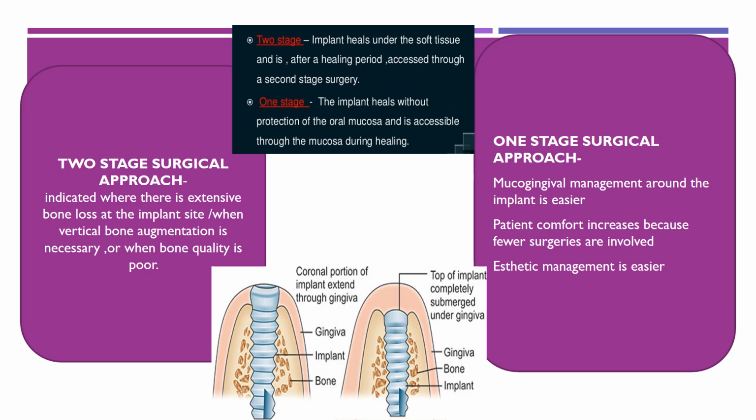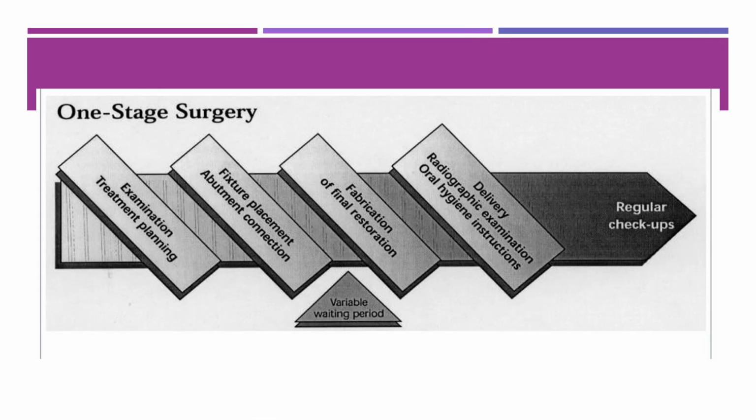Whereas in the one stage surgical approach, mucogingival management around the implant will be easier, so the soft tissue contouring will be easy, because the gingival former is given at the first stage itself, so it can heal with the gingival side also, other than osseointegration. So patient comfort increases because fewer surgeries are involved, and aesthetic management is easier.